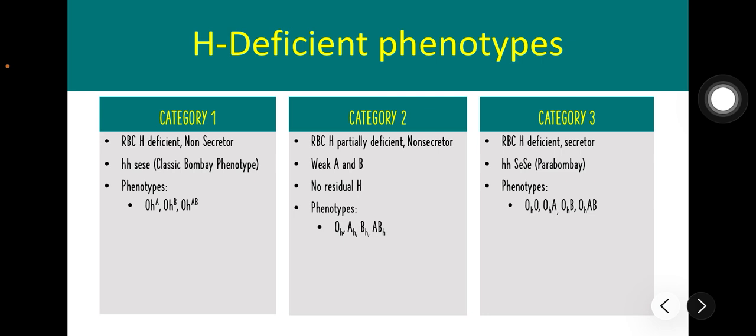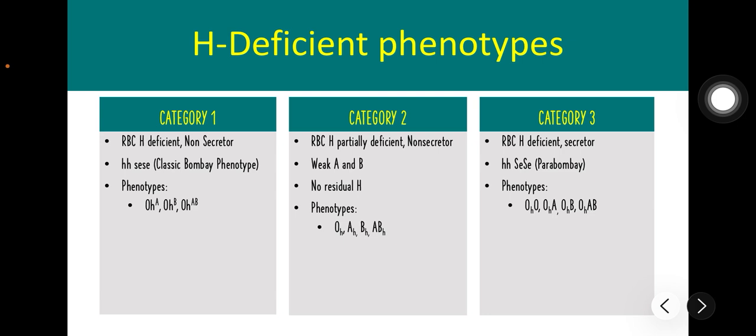So let's talk about your category 2. They have weak A and B antigens, but they do not have the residual H antigen. For category 3, the para-Bombay phenotype, they are those whose red cells either completely lack the H antigen or express it in only trace amounts, but they differ from the classic Bombay because they can still produce A, B, and H substances in their secretions.